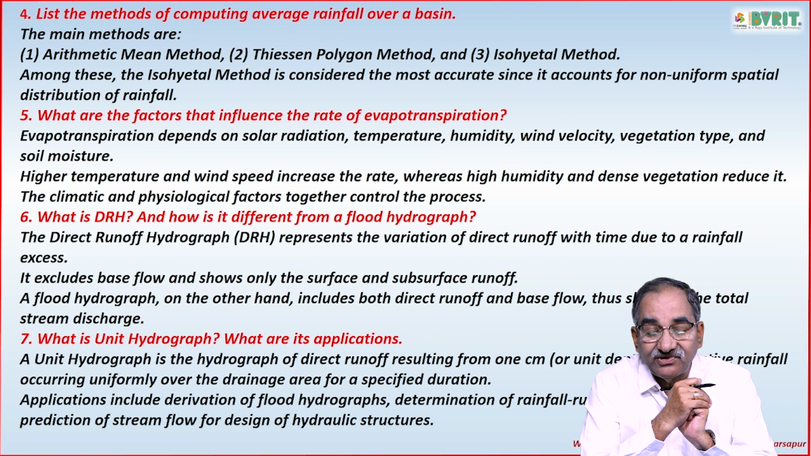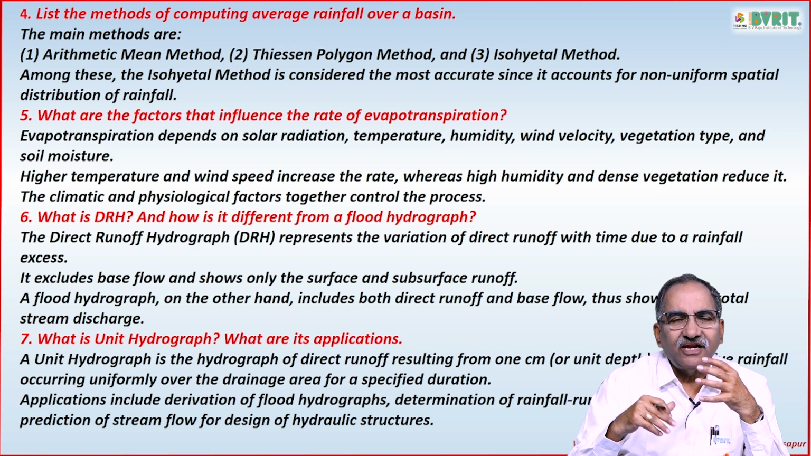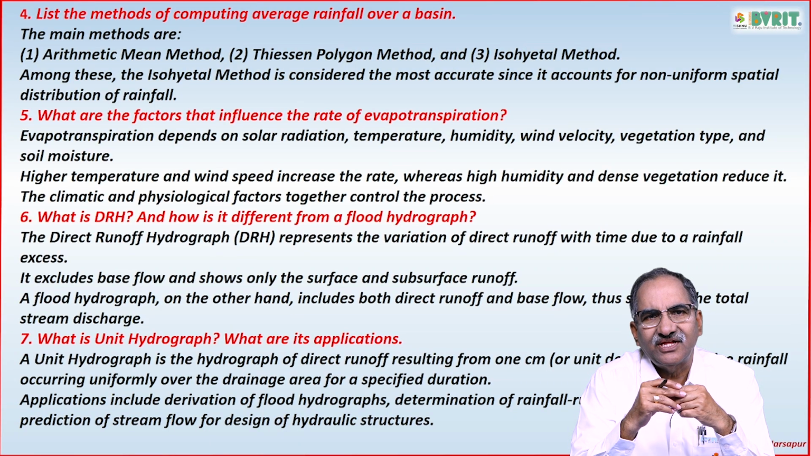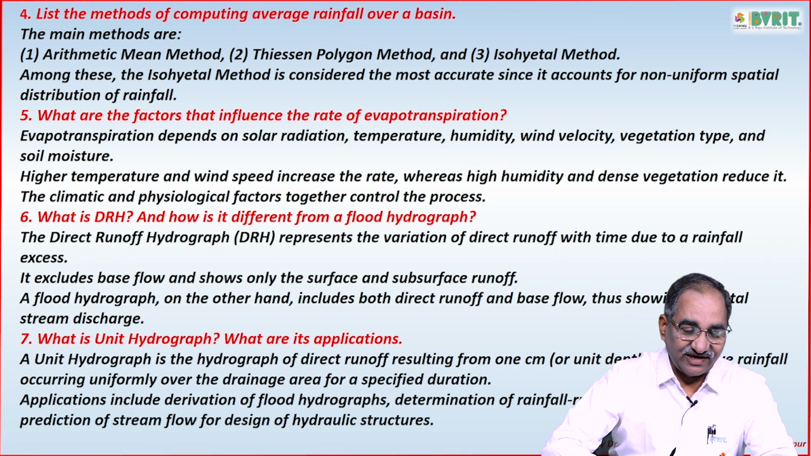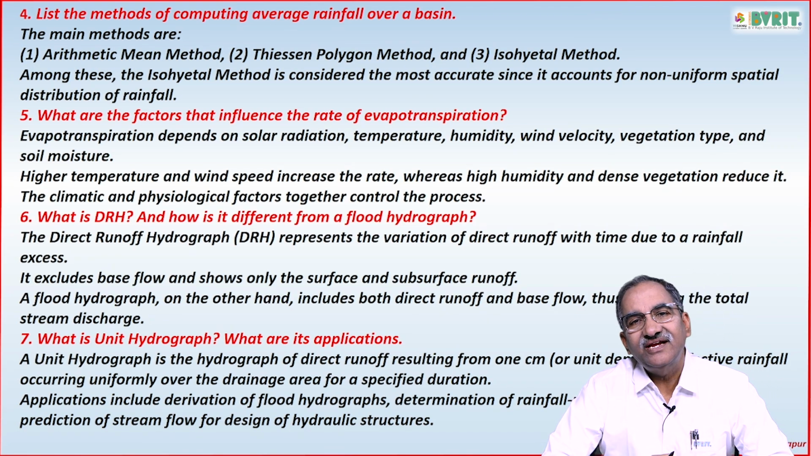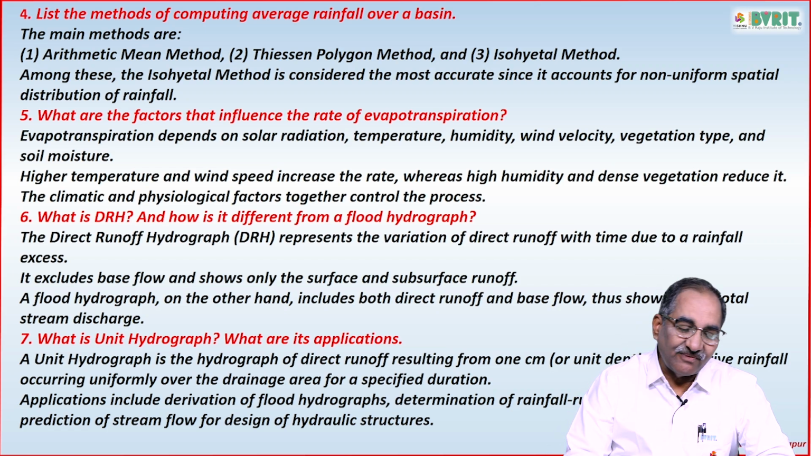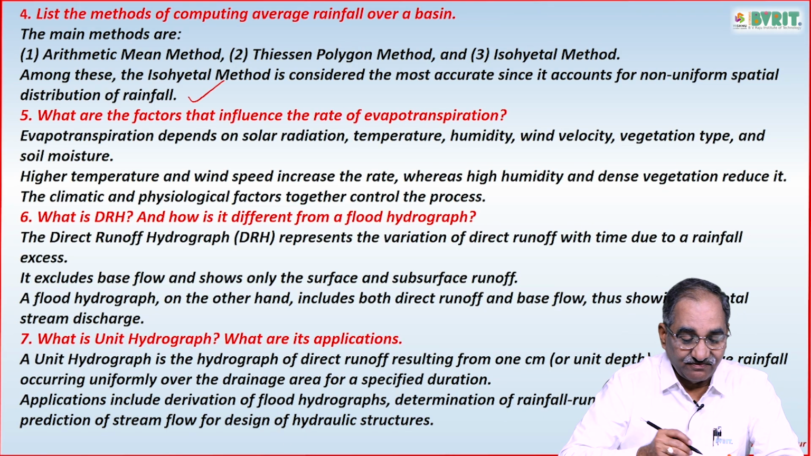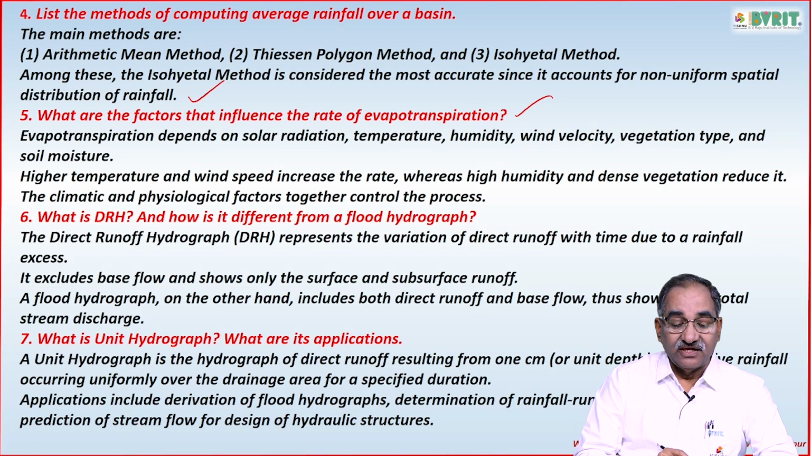List the methods of computing average rainfall over a basin. Again, it is a repeated question. The number of times these types of questions repeat in the exams is what I want to bring to your notice. The main methods are the arithmetic mean method, Thiessen polygon method, and isohyetal method. Among these, the isohyetal method is considered the most accurate since it accounts for non-uniform spatial distribution of rainfall.